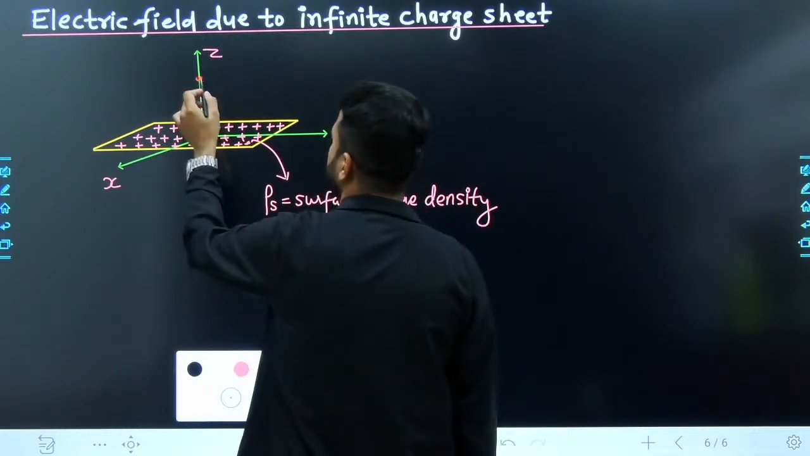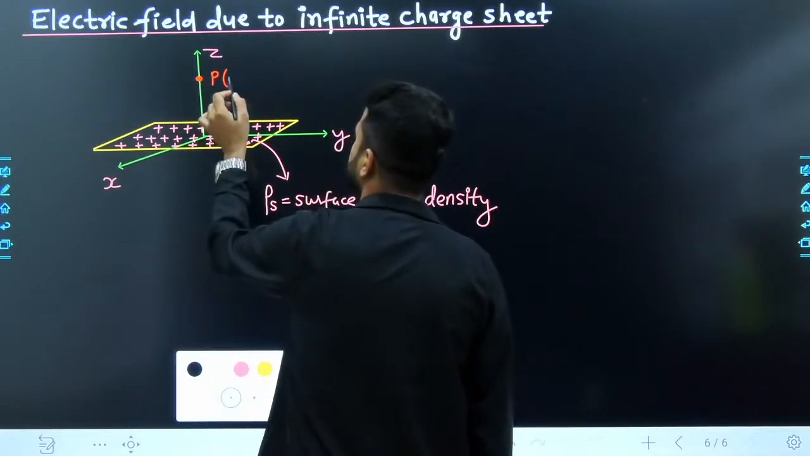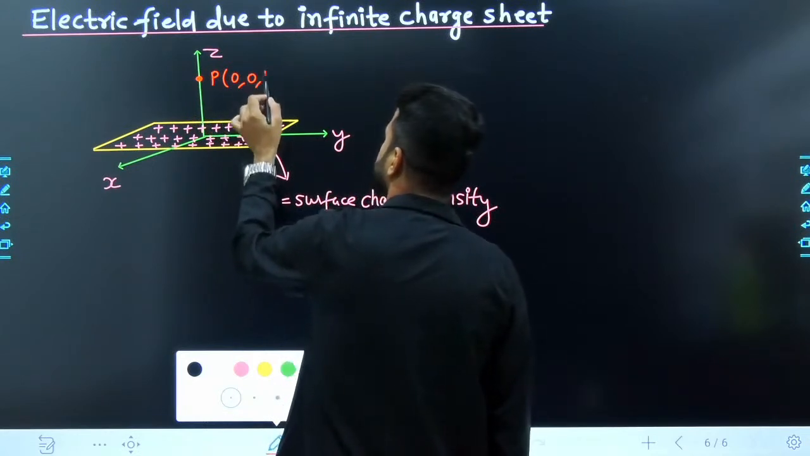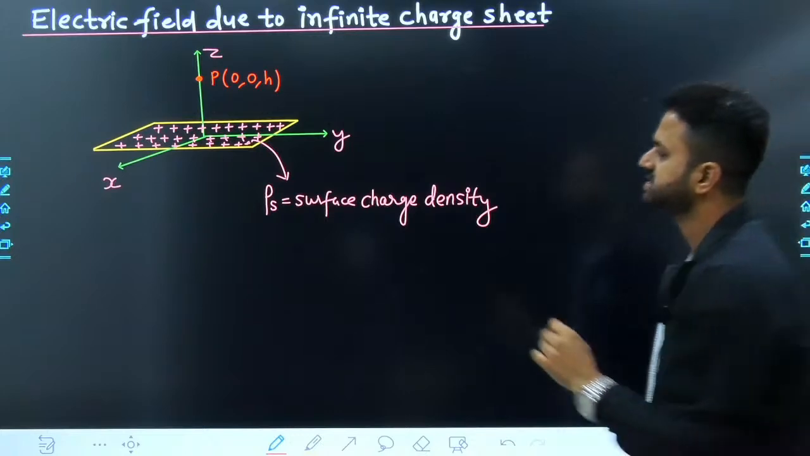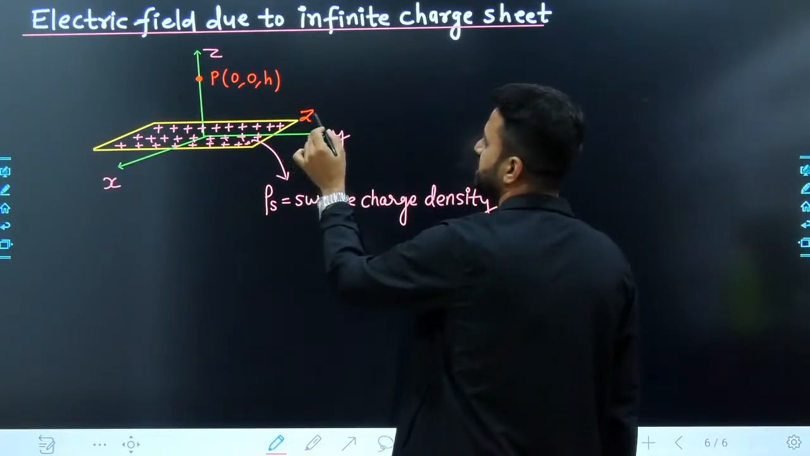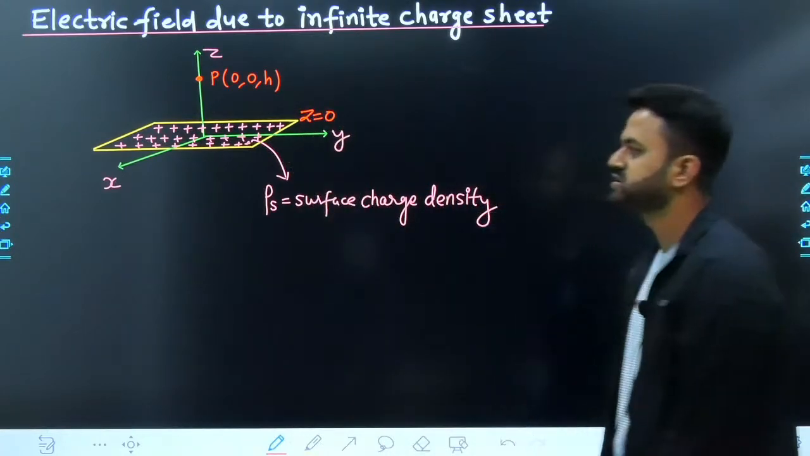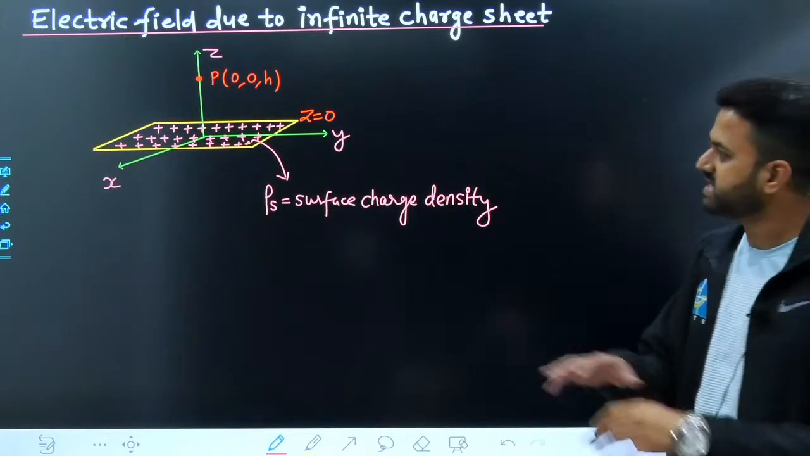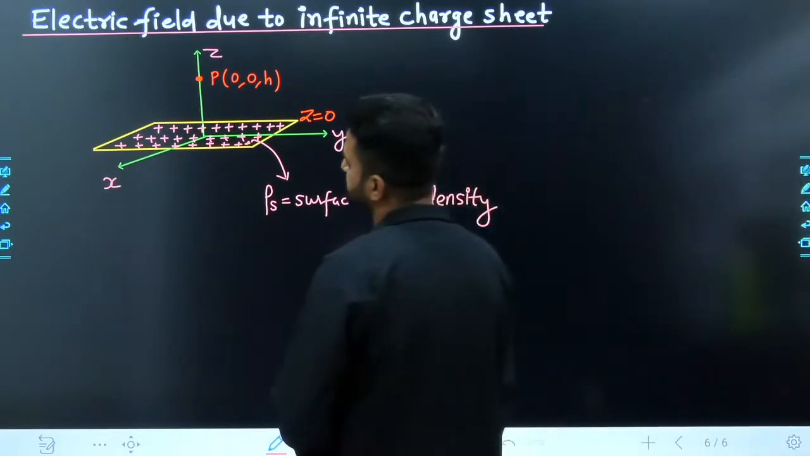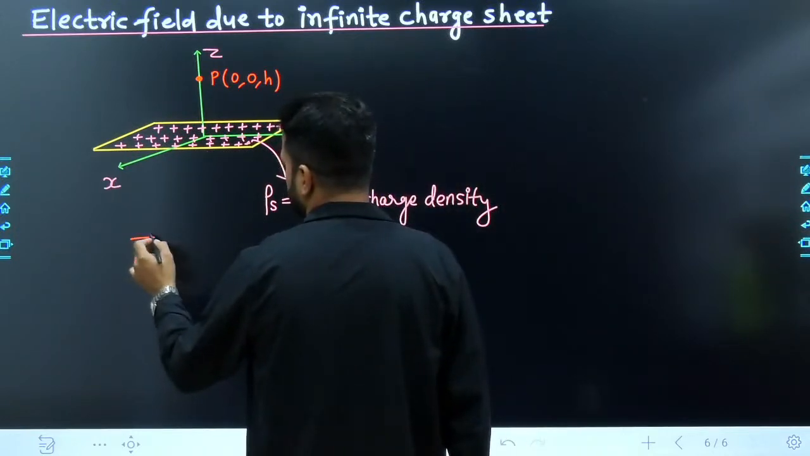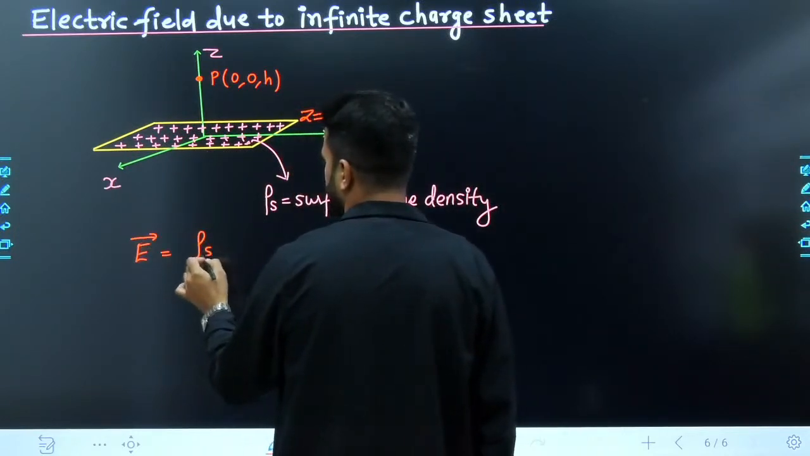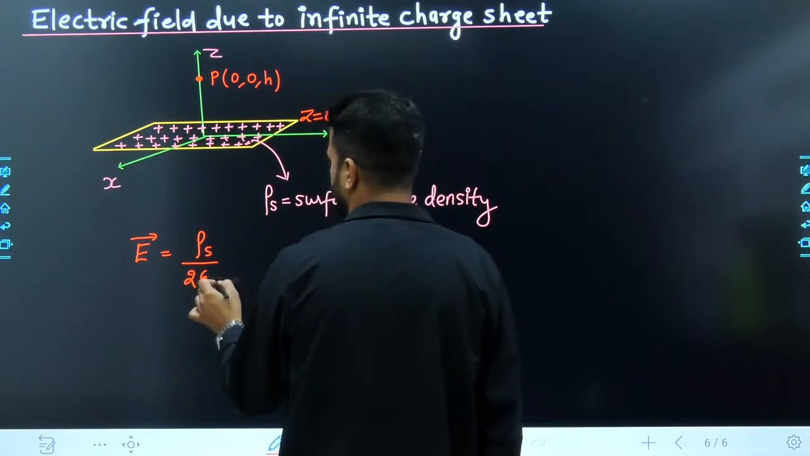You want to calculate the electric field intensity at point (0, 0, h), which is above the sheet. This infinite sheet is defined by z equal to 0. z equal to 0 plane means the xy plane, so that is having the infinite range. So, because of this, the electric field is given by rho s upon 2 epsilon naught an cap.